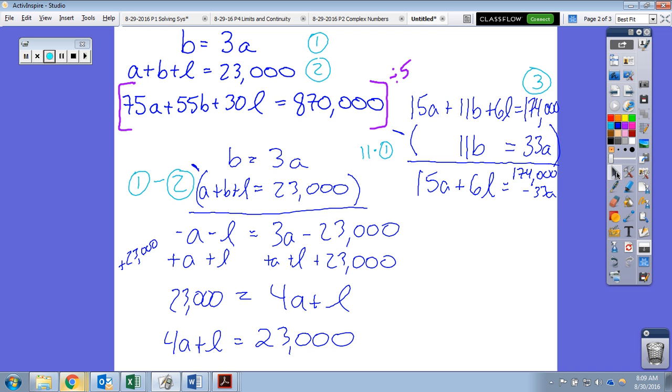Yes. Wait, but why are you adding an A if you're already eliminating the A? Oh, no. I eliminated these. Once I had this guy, I just wrote all my A's and L's on one side. Oh, okay. Yeah, I eliminated the B's from there, and then I'm going to eliminate the B's from there.